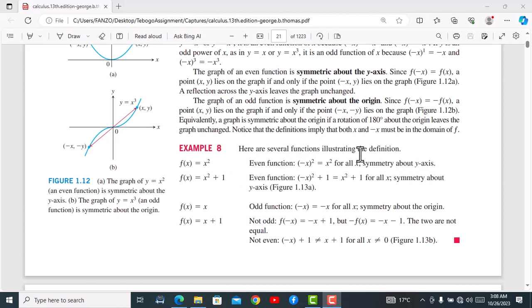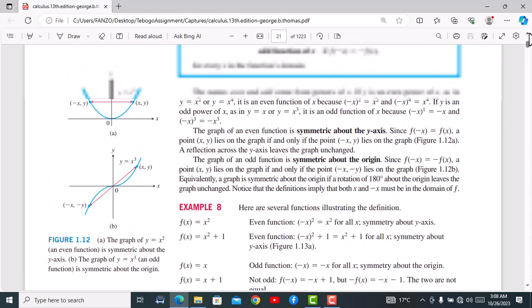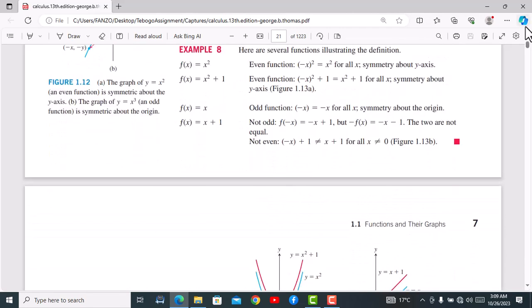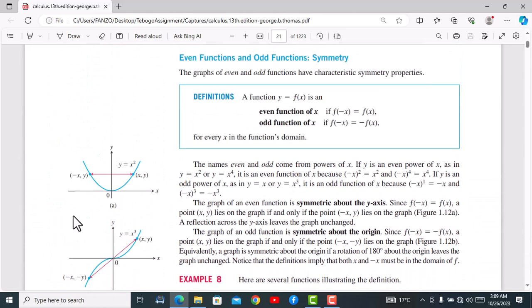Here are several functions illustrating the definition. We have the first one, f(x) = x squared. It's an even function, we understand that. Symmetry about the y-axis: we saw that even functions are symmetric about the y-axis. Look at what is happening here. Only the value of x changes sign, because the value of y is positive in the second quadrant. Only the value of x is negative.